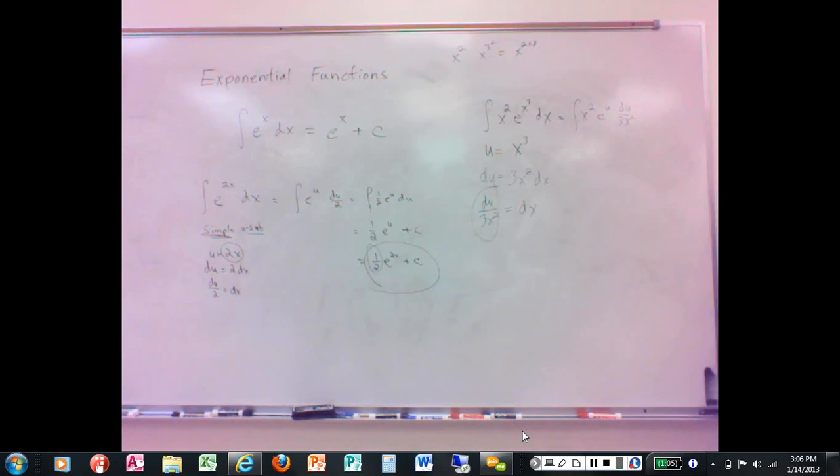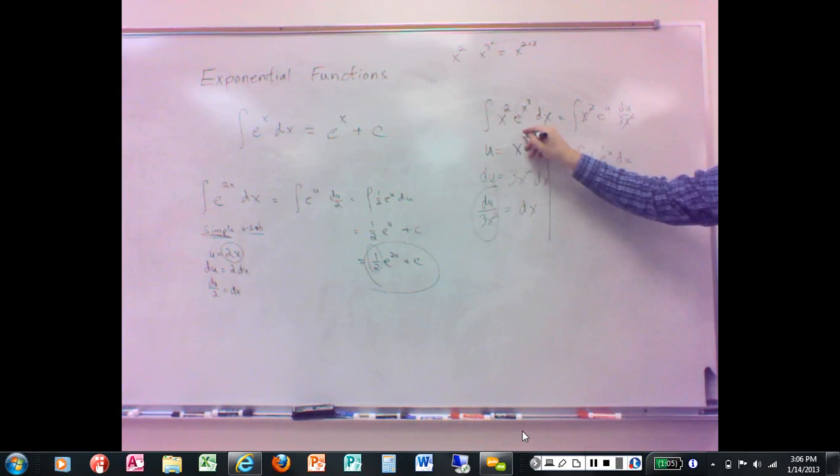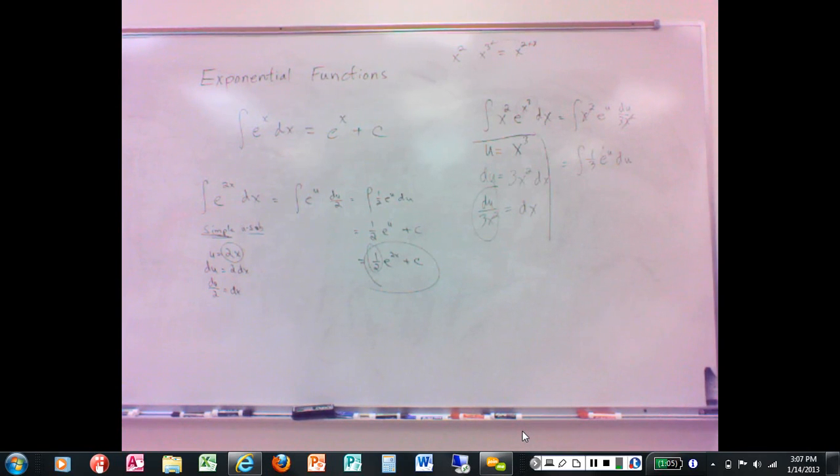This works out very nicely with u substitution, doesn't it? Because we get rid of the x squared. So now we just have the integral of 1/3 e to the u du, which is something we can do the antiderivative of. The antiderivative of e to the u is e to the u. So 1/3 e to the u plus c. Go back in terms of x, so it'd be 1/3 e to the x cubed plus c.